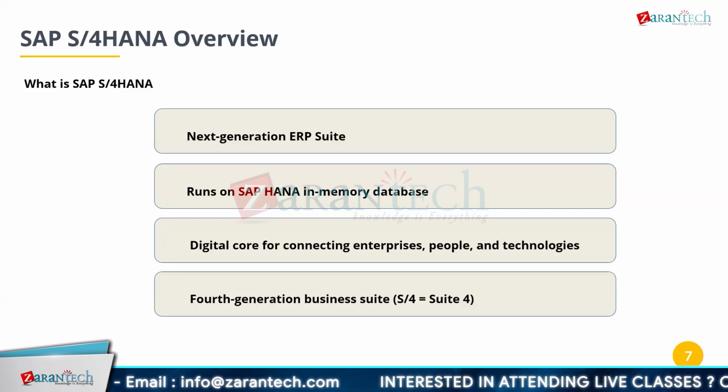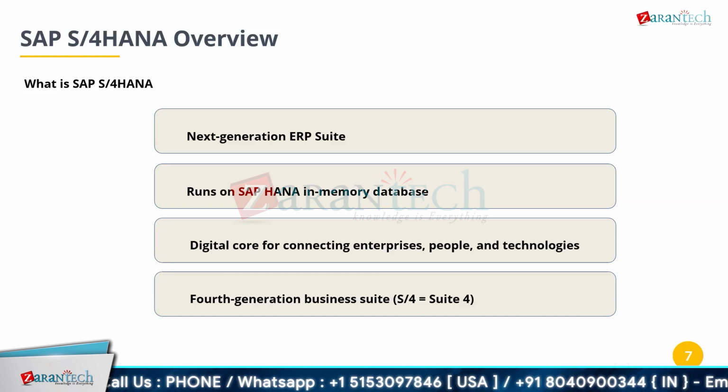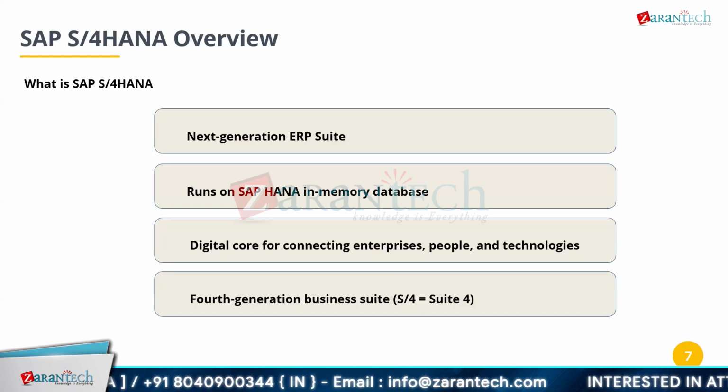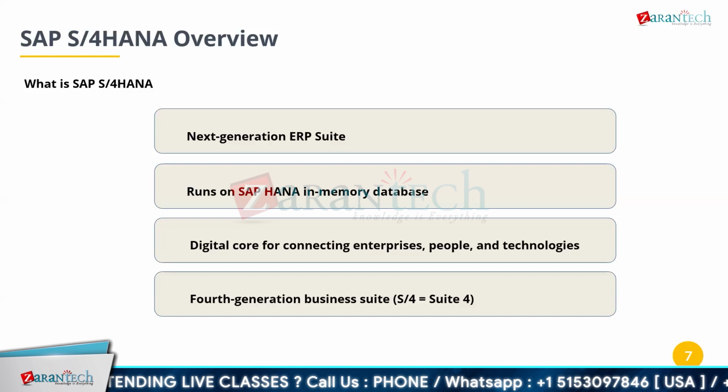HANA is basically the acronym for High Performance Analytic Appliance, introduced by SAP. They created a specific kind of database for their enterprise systems, and they call it the High Performance Analytic Appliance. Okay, so it refers to the database. Yes. And S4 is Suite 4. Okay, got that, it stands for Suite 4.